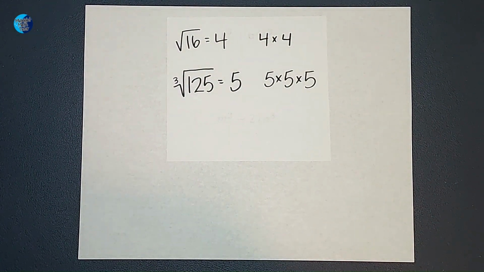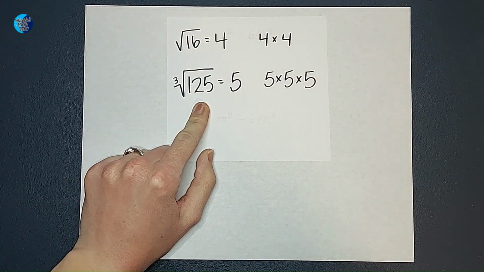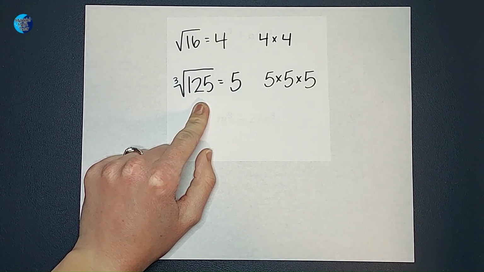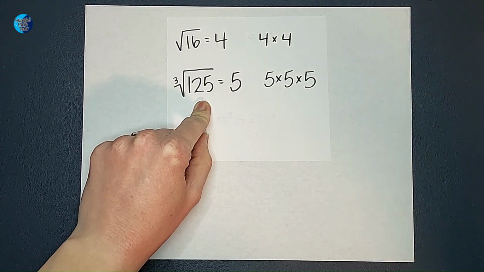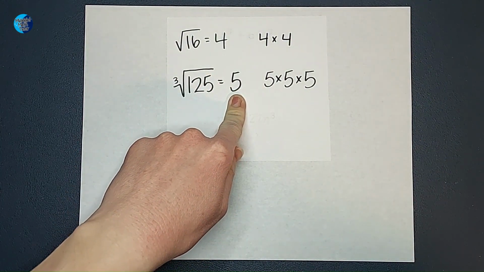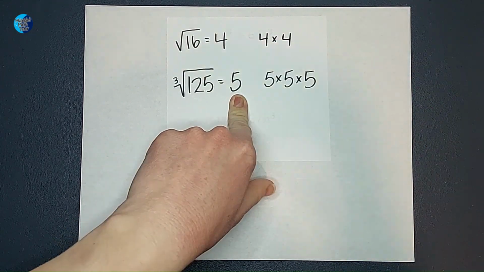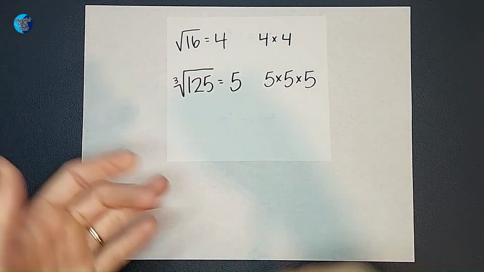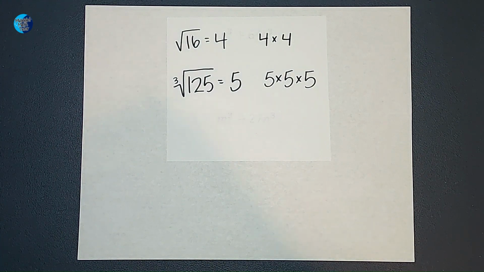So as you can probably imagine, there are a lot of numbers that do not have a pretty cube root. You're going to get an ugly, nasty decimal. So a perfect cube is when we get a nice integer for our answer, like 5 or 10 or 4, right? So that is what a perfect cube is.